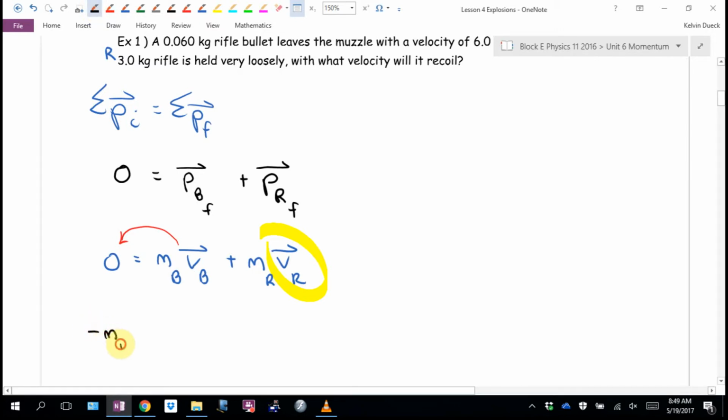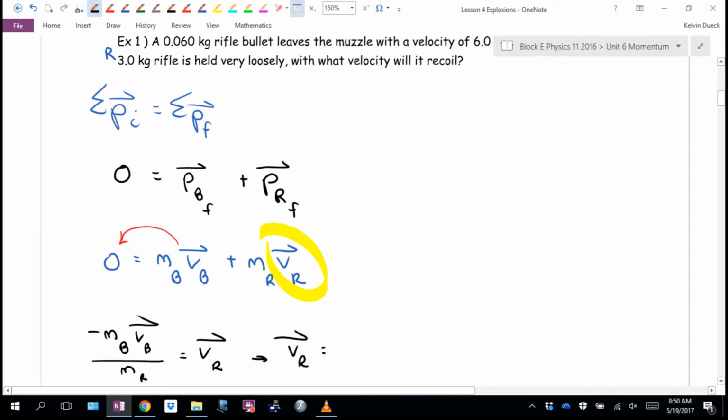Negative mass of the bullet, v bullet, over mass of the rifle. That's going to be how fast the rifle moves off. And all the negative is telling me is it's in the opposite direction of the bullet. If the bullet went east, the rifle goes west. If the bullet went north, the rifle goes south. Or if I go generically, if the bullet goes forward, the rifle goes backward. All right, let's find out.